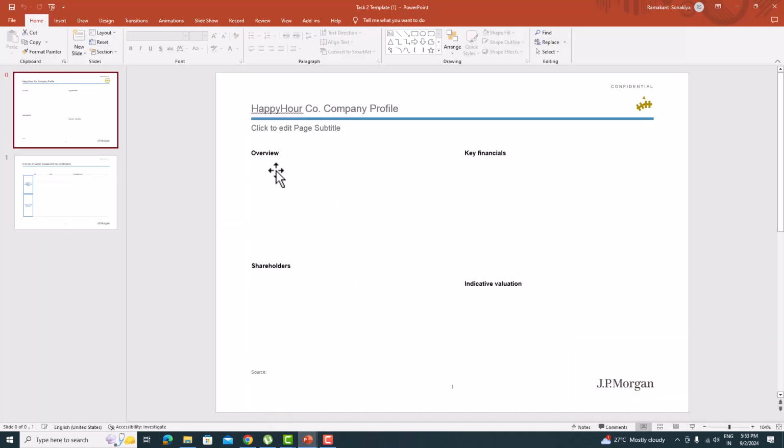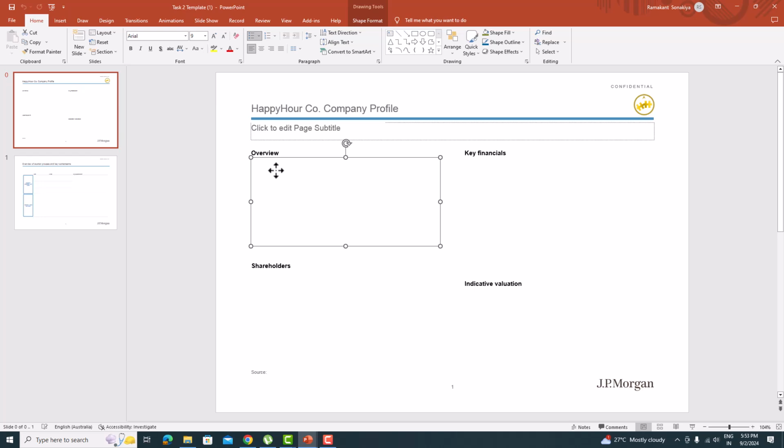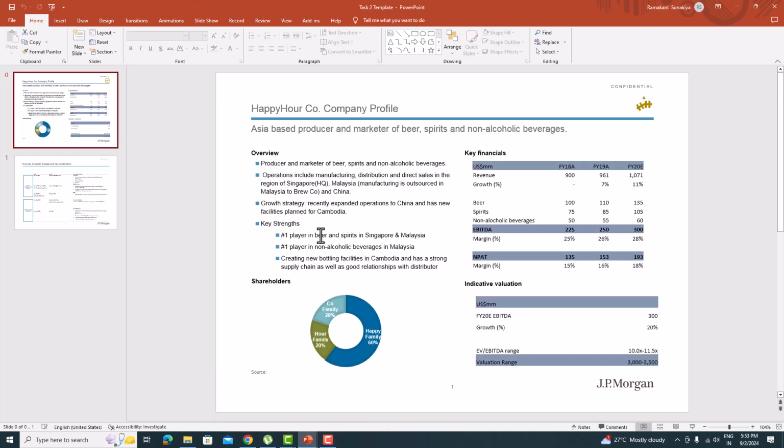You can easily find overview and shareholder information about Happy Hour Company, which you need to fill in the PPT. Relatively easy. In the overview, you can mention Happy Hour Company's brands, their region of operation, where next they are thinking of expanding their market, their strengths, etc. A simple overview about the company will suffice.